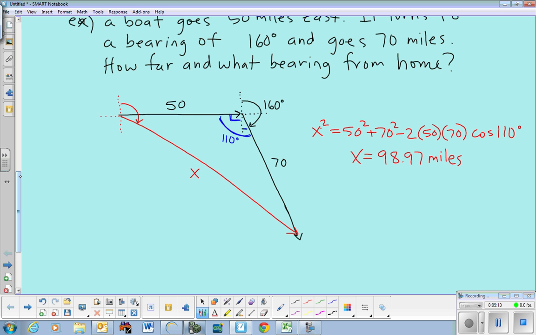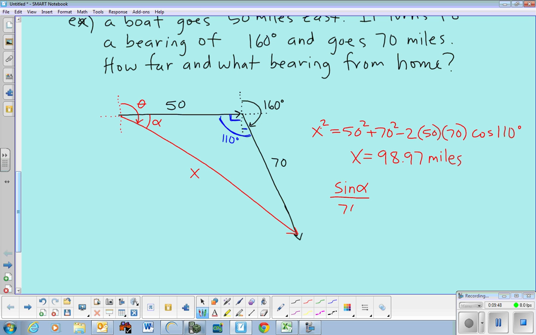Now, we're still talking about bearings, so let me find this angle. I'll call the whole bearing theta. Theta is usually the Greek letter that we use to stand for an angle. I'm going to call this one alpha. That's a lowercase Greek, basically an A. I'm going to find that first and then use that to find theta, because I'll just add 90 to it. So now to find alpha, again, if you've got parts of a triangle, you can use whatever you want. I'm going to use the law of sines.